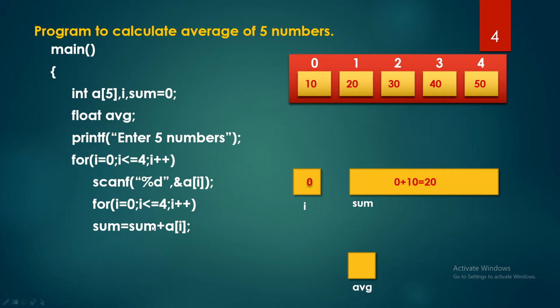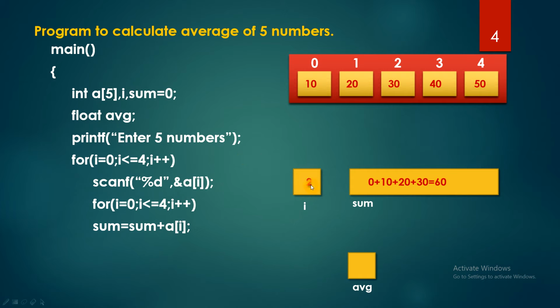Next time i gets incremented. i becomes 1. When it is 1, sum equals sum plus a[i]. Before that, sum was what? Sum was 0 plus 10. So the new sum is 0 plus 10 plus a[1]. a[1] means 20. So the result is 30.